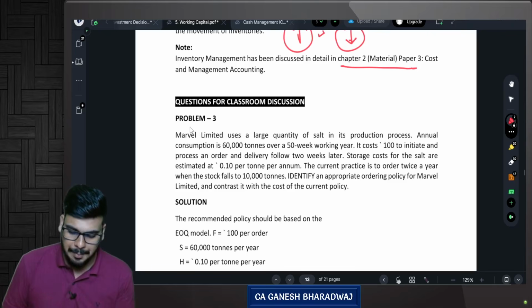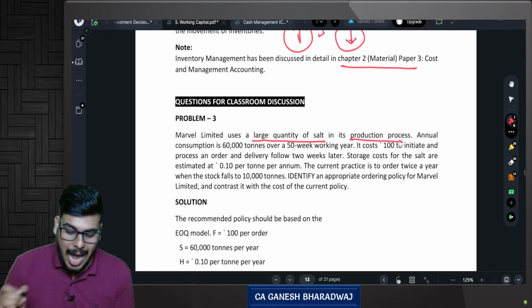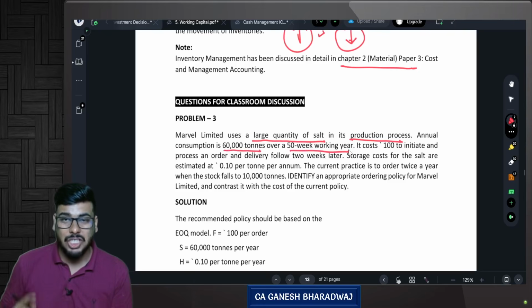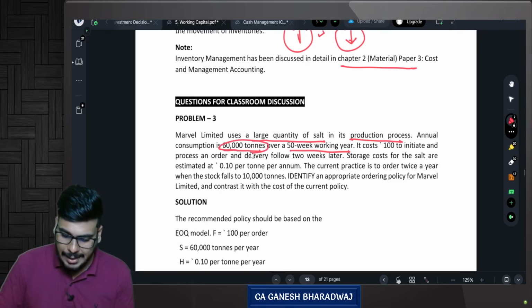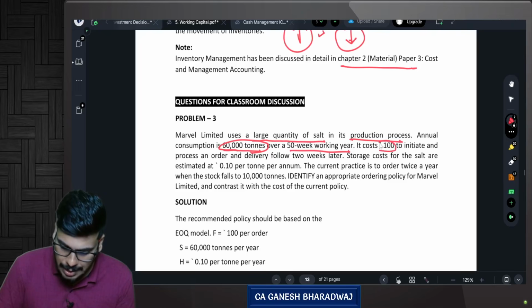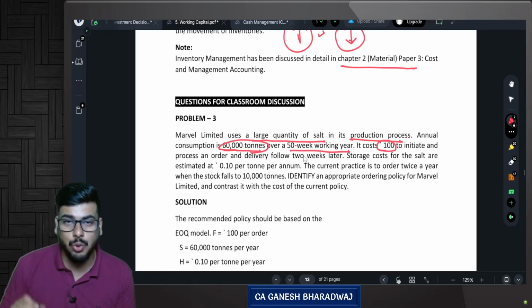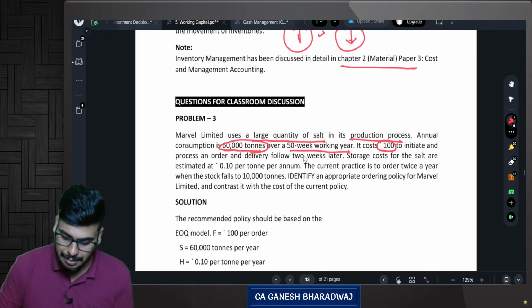Now, problem number 3. Marvel Limited uses a large quantity of salt in its production process. Annual consumption is 60,000 tons over a 50-week working year. So every year they are consuming 60,000 tons of salt. It costs 100 rupees to initiate and process an order, and the delivery follows 2 weeks later. So if I place an order today, after 2 weeks only the delivery will happen.